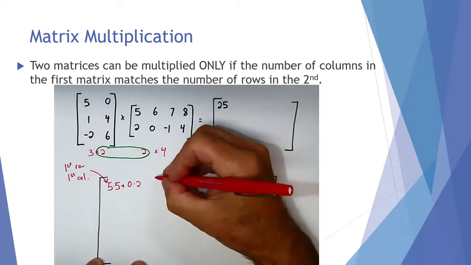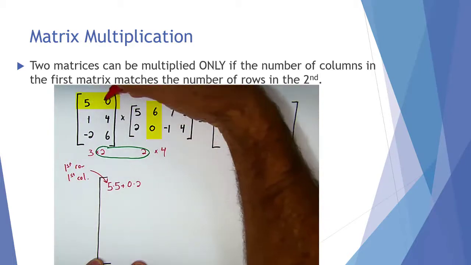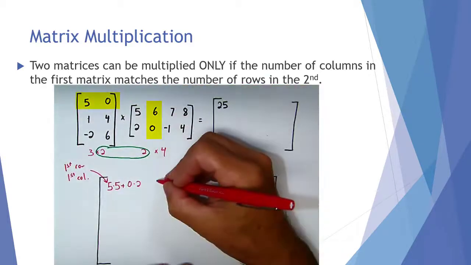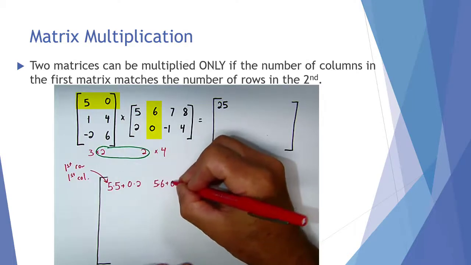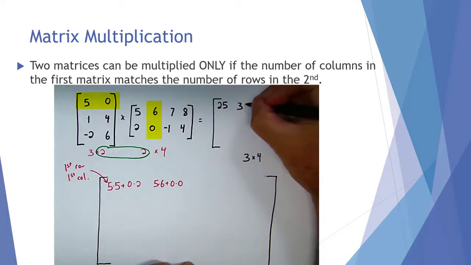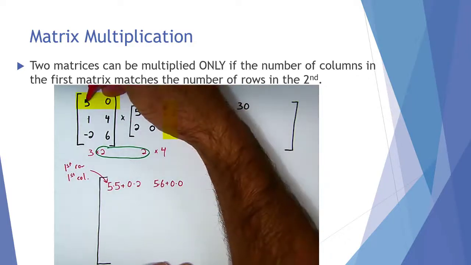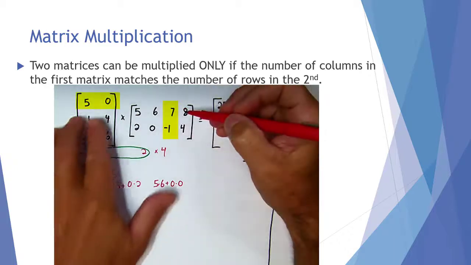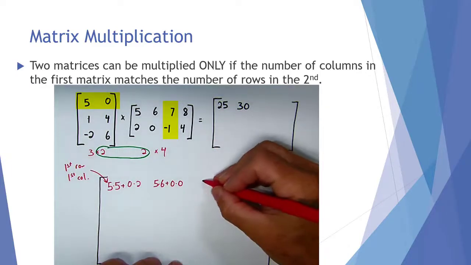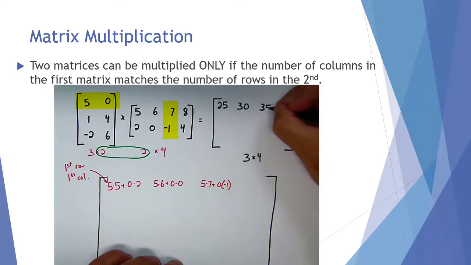Okay, for our next entry, it's going to be first row, second column. First row, second column means I'm going to combine the first row here with the second column here in order. So that's going to be 5 times 6 plus 0 times 0, which is, of course, 30 plus 0. The next entry is 30. We're taking, again, a dot product there. First row, third column. I'm going to dot product the first row with the third column, so that becomes 5 times 7 plus 0 times negative 1. And that is, of course, 35 plus 0. Our next entry is 35.